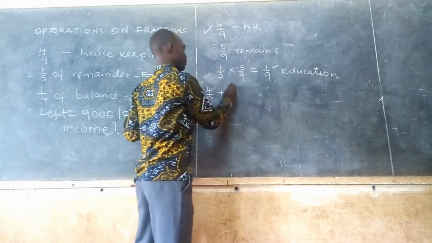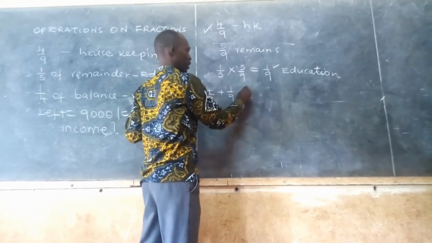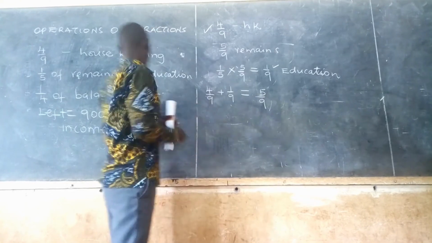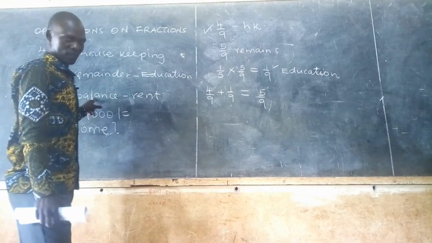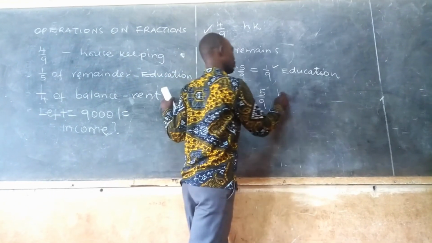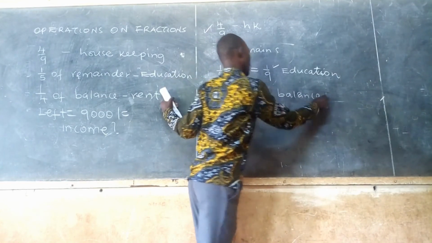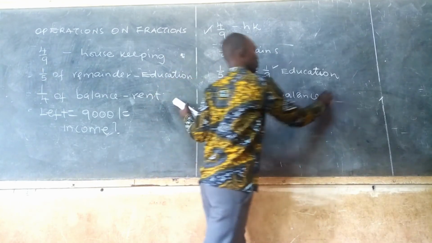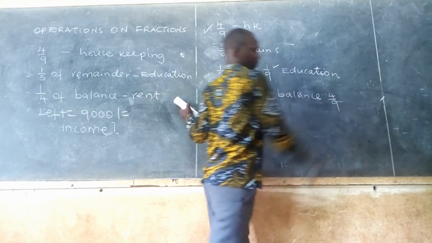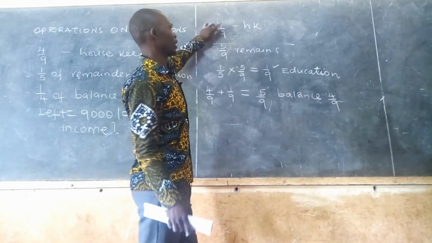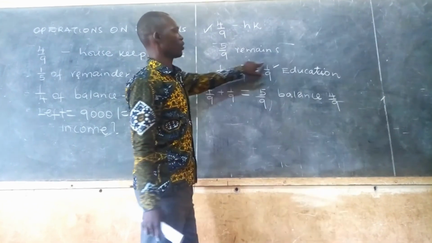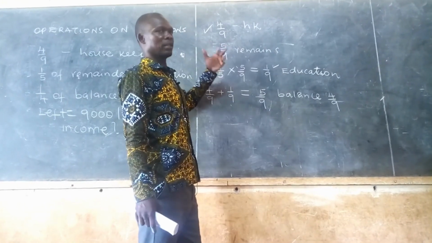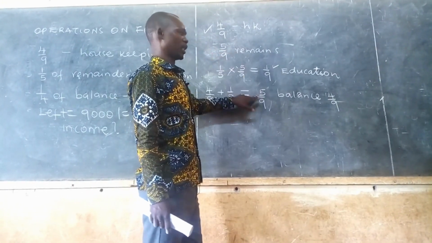Another 1/9 was used for education. A total of 5/9 used. What does that mean? That means the balance so far will be 9/9 minus 5/9, which is 4/9. Because I used 4/9 for housekeeping and 1/9 for education. So what is my balance? 9/9 minus 5/9. That is 4/9.